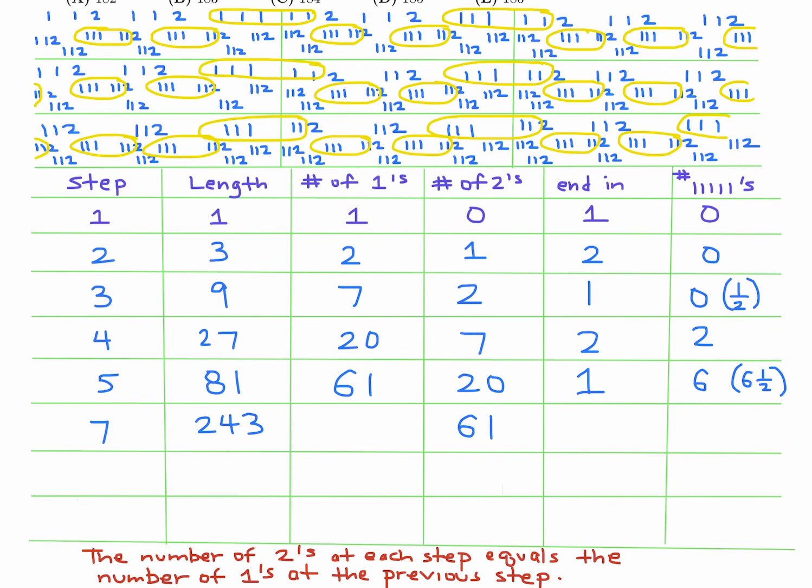And this is just a subtraction now, 243 minus 61, which is 182. Okay? And then this ends, the very last one was a 2.